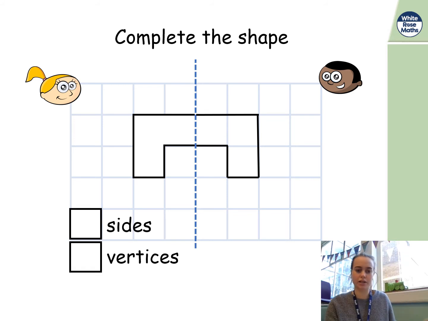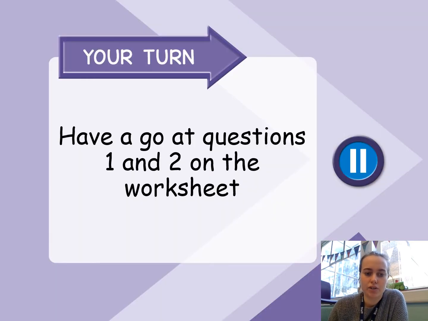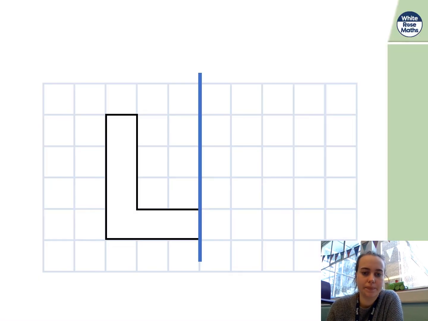So how many sides does this shape have, and how many vertices? You can pause the video if you want and count them up. It's got 8 vertices and 6 sides. So you can have a go at question 1 and 2 now if you'd like to. If not, carry on and try at the end.